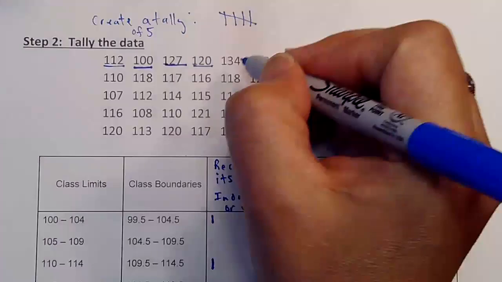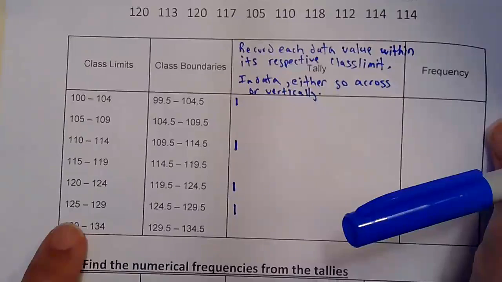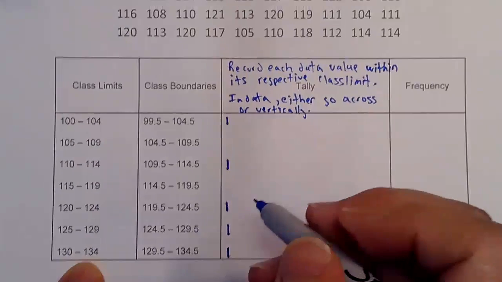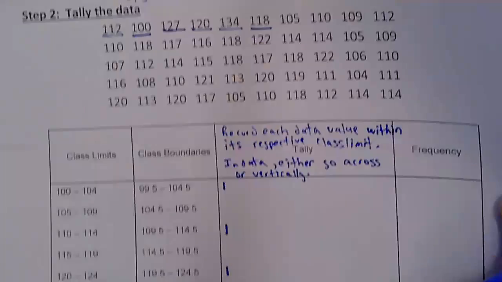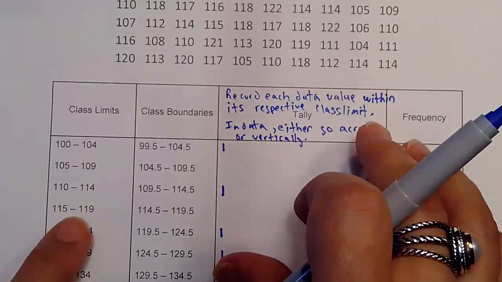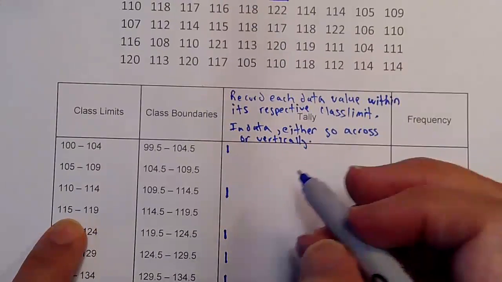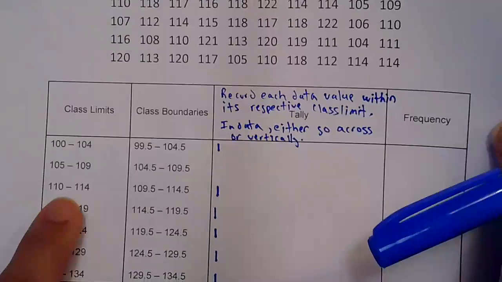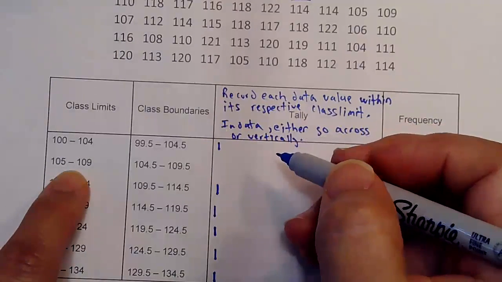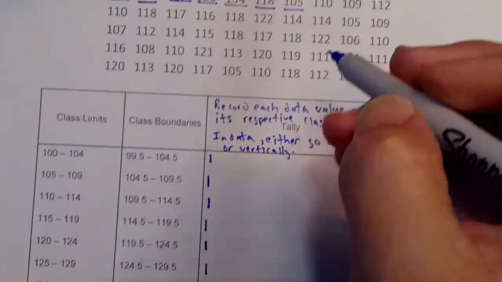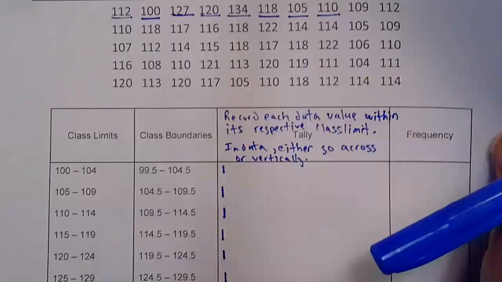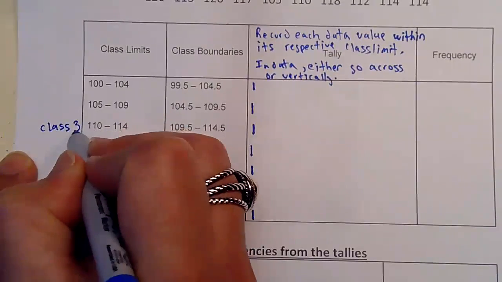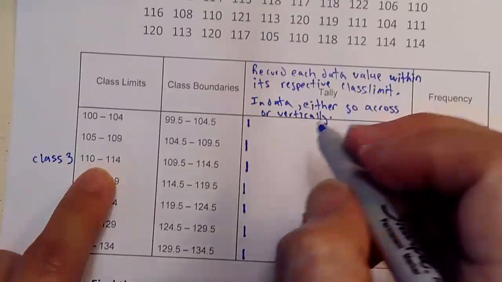Then I go to 134. So 134 fits right here between 130 and 134. Then I go to 118. 118 fits right here between 115 and 119. Then I go to 105. 105 fits right here, 105 to 109. Then I go to 110. So 110 fits right here, and this is class 3, if you will. Class 3, 110 to 114, fits right there.